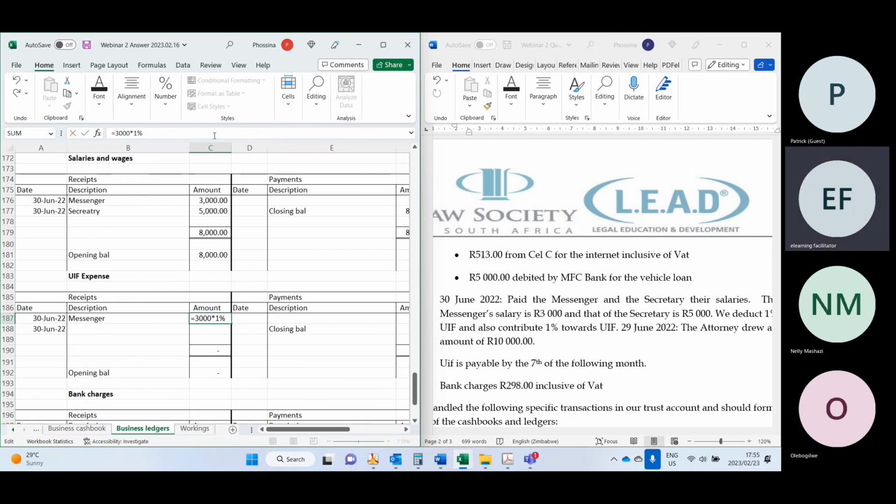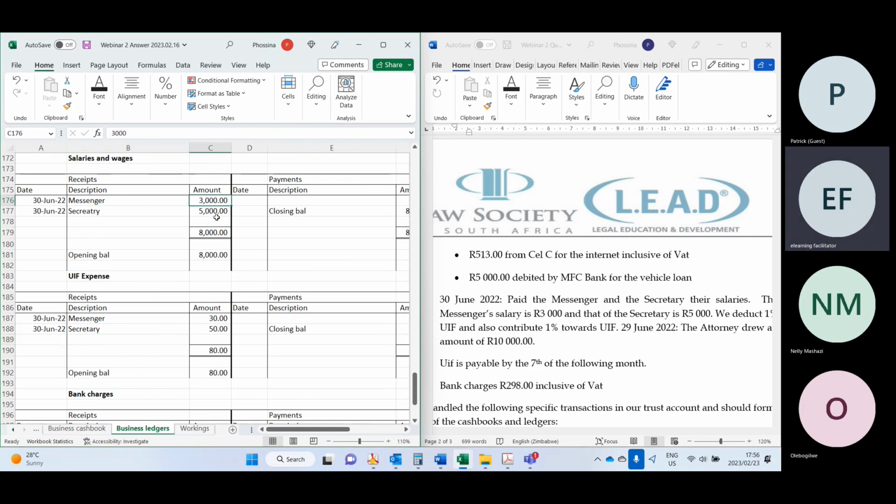You have to put an equal sign for it to pick. And then for the secretary, it's also 5,000 times the 1%. So this is the employer's liability. So this is the employer's expense of employing people.